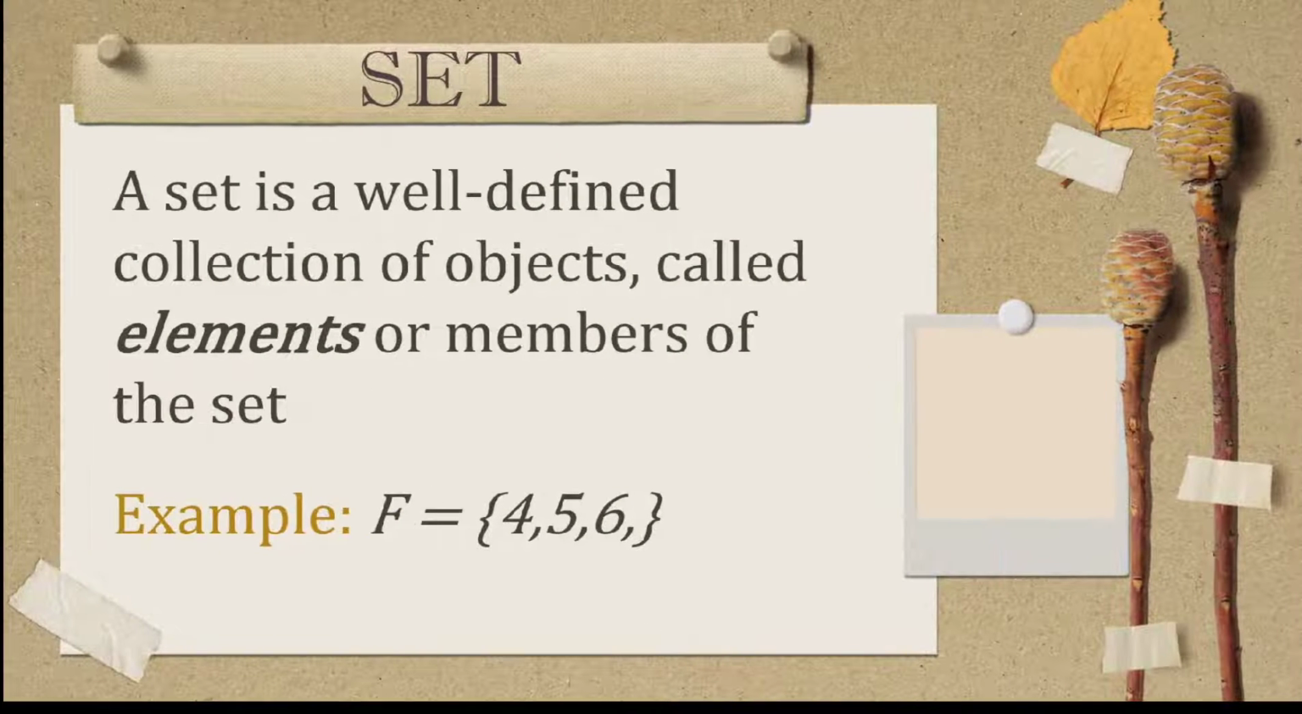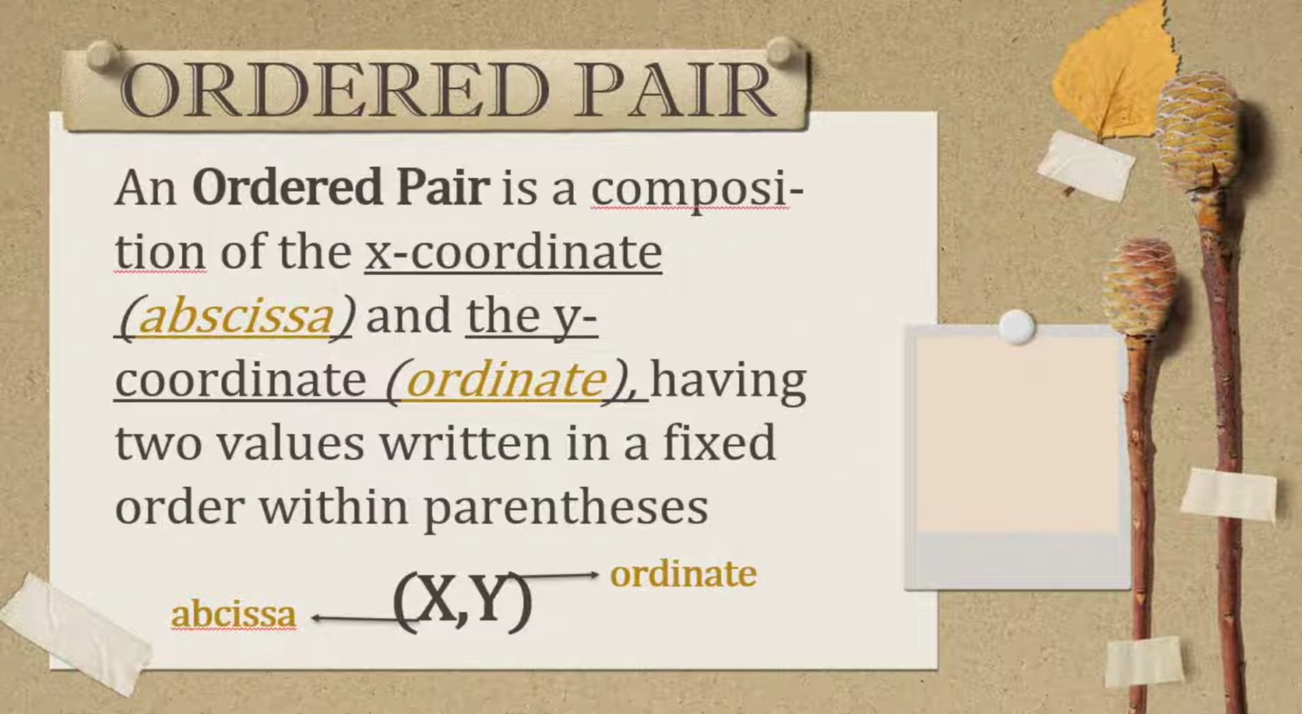A set is a well-defined collection of objects called elements or members of the set. For example, f is equal to 4, 5, and 6. As you can see, these numbers are members of the set, and the numbers inside of the set are what we call the elements. Another example of a set is months, and its elements are January, February, March, and so on. Next one is the ordered pair.